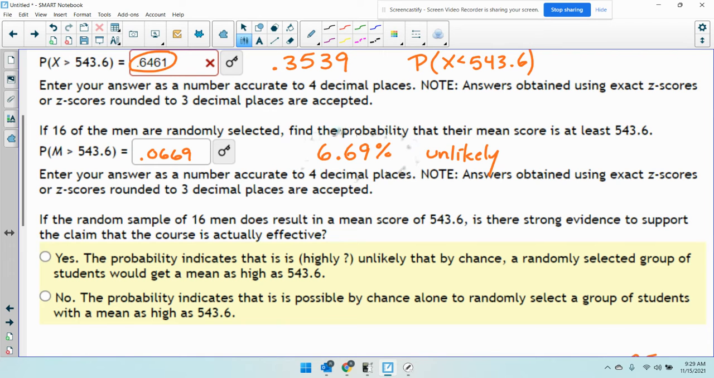So it's unlikely by chance alone that their scores are this high. So if I pick 16 men and the results are that high, I would assume it's not just based off of luck, it's based off of something more than luck, like their skill. So we would say that the course is effective. Because if I just randomly pick 16 people, the chances that their average score is this high is not very good. So we have to take chance out of it and say, all right, then this course must be doing something beneficial, because by chance, it's not very likely that I would pick people with that high of a score.